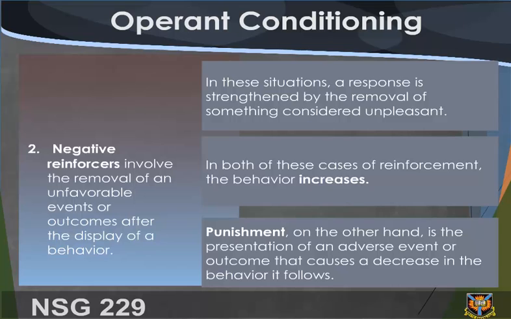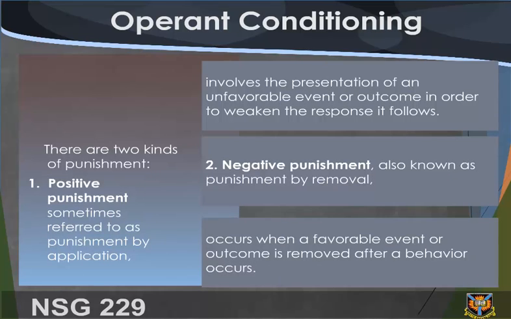2. Negative reinforcers involve the removal of an unfavorable event or outcome after the display of a behavior. In these situations, a response is strengthened by the removal of something considered unpleasant. In both of these cases of reinforcement, the behavior increases. Punishment, on the other hand, is the presentation of an adverse event or an outcome that causes a decrease in the behavior it follows. There are two kinds of punishment.